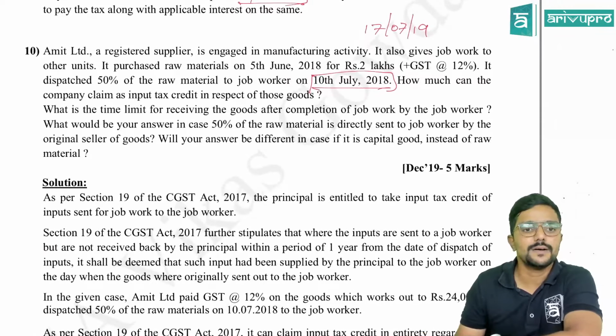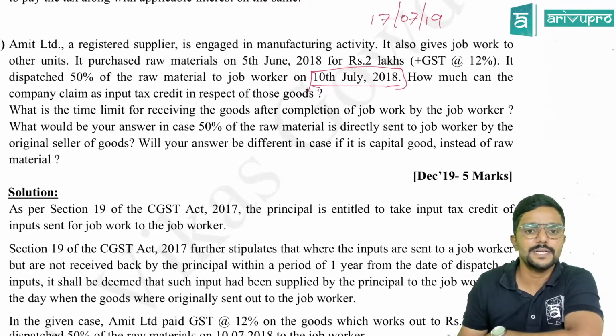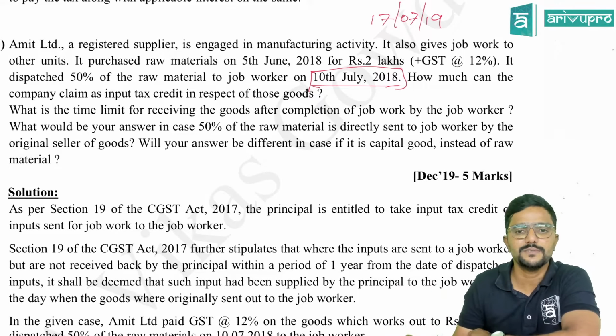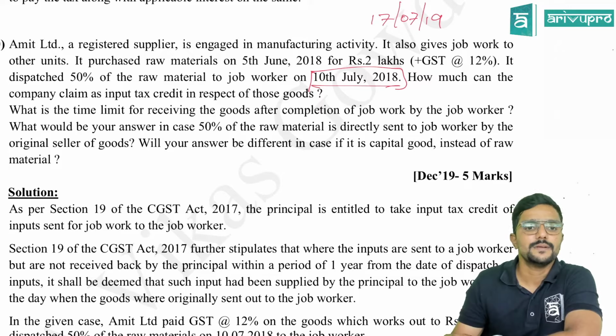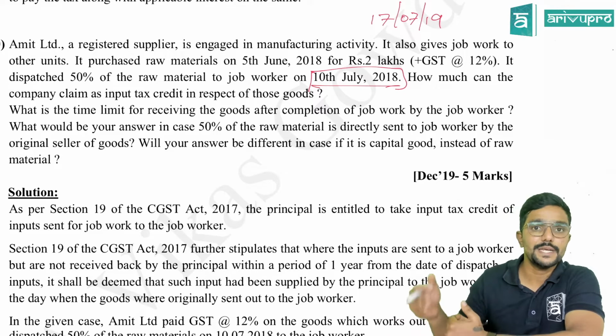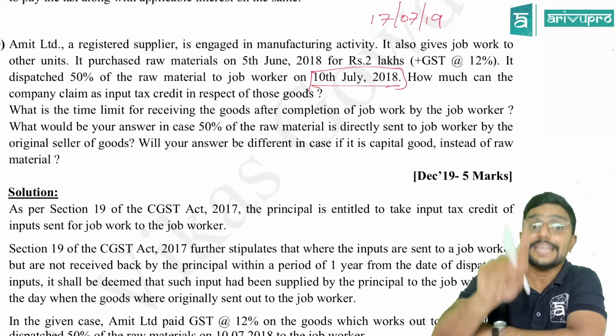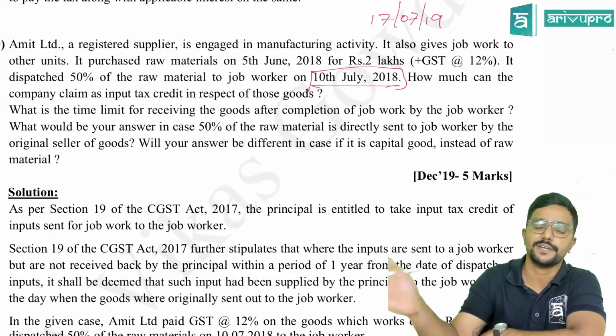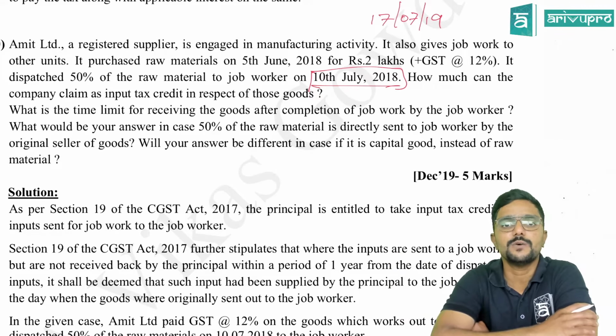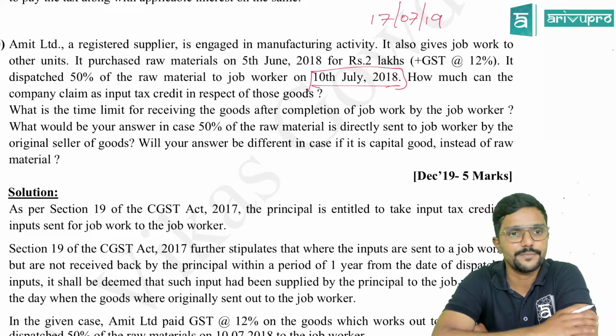How much can the company claim as input tax credit in respect of those goods? They can claim full credit on 2 lakhs. 2 lakhs into 12%, which comes to 24,000. They can claim full credit. Then, what is the time limit for receiving the goods after the completion of job work by the job worker? That is within 1 year from the date on which it was sent, because the goods are sent from principal to job worker here. Okay, so 1 year should be counted from the date on which it was sent.